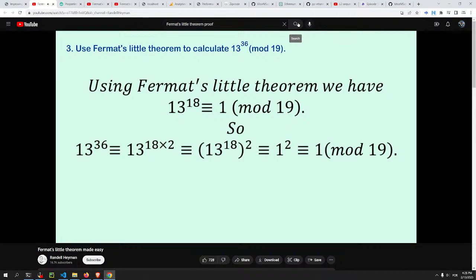So we somehow have to use that, and we can recognise that 18 is half of 36, which gives us a clue. So we can do it this way. 13 to the 36 is congruent to 13 to the... what's 36? It's 18 times 2. And now we can use the normal exponent rule.